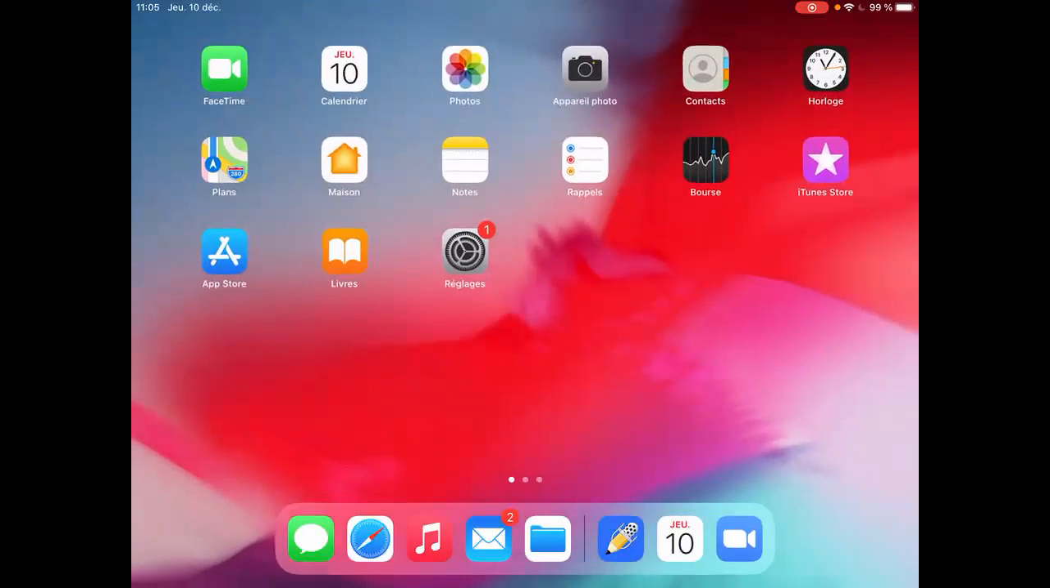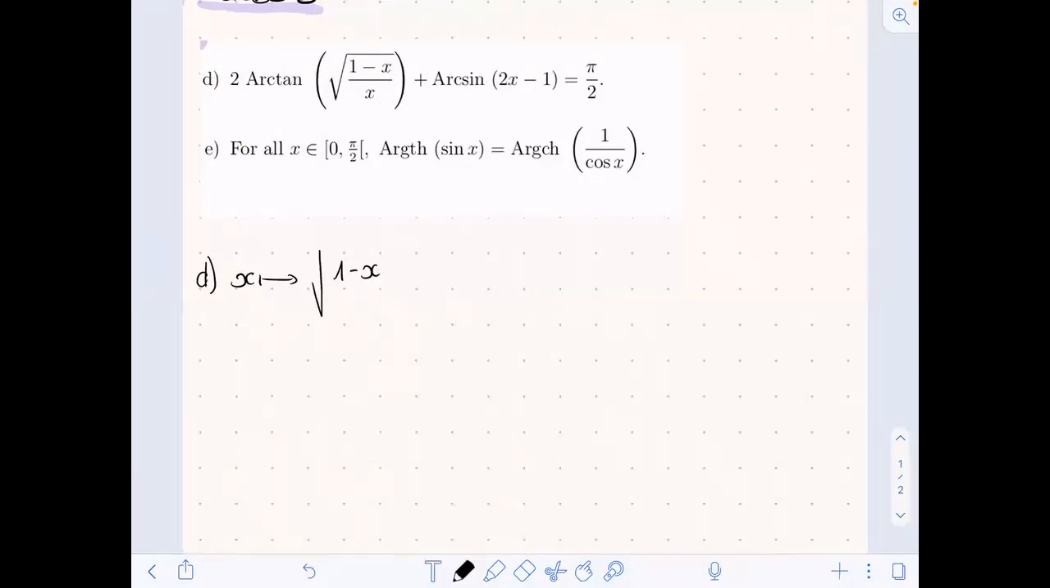Okay, so it looks like it's recording now. Can you still see my screen? Just to make sure it hasn't cut out.